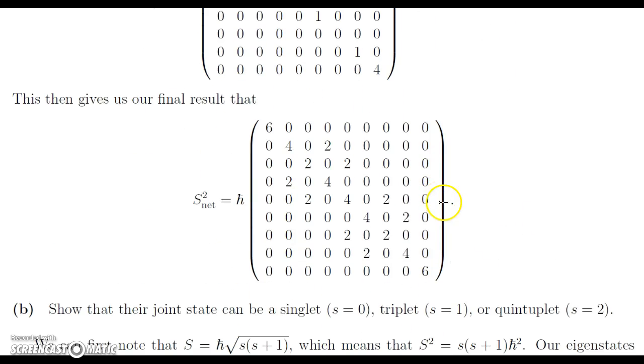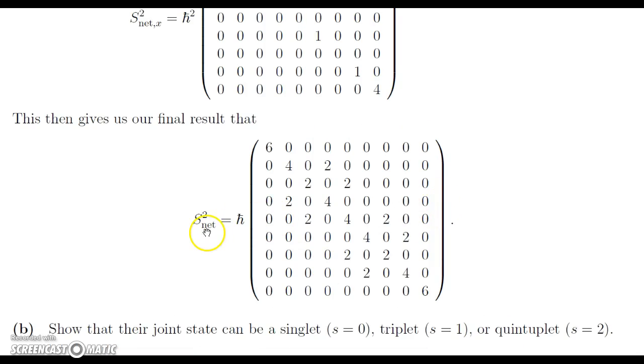So if we add these all together, do a bit of calculation to get it, we get that S net squared is equal to H bar times this matrix here, which is close to diagonal, except we have these 8 entries, 2 off the main diagonal, and each of those are 2.